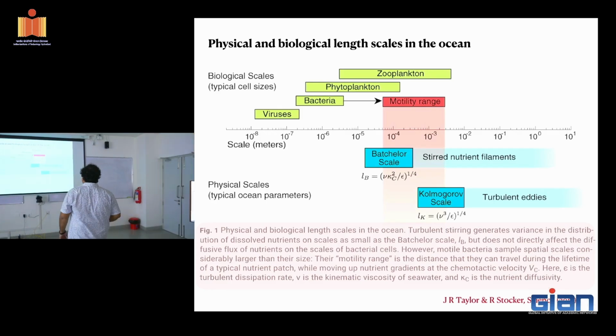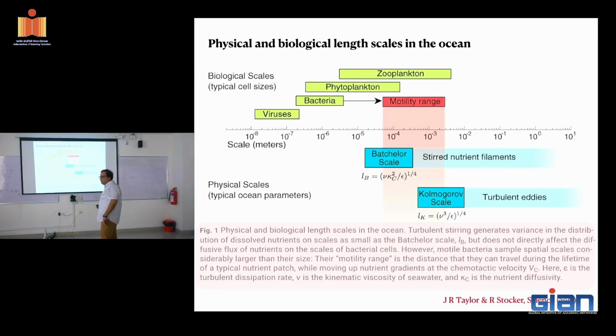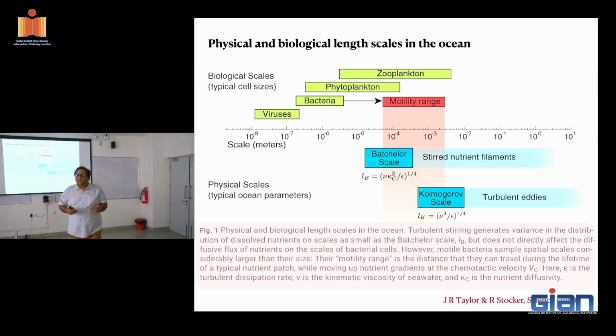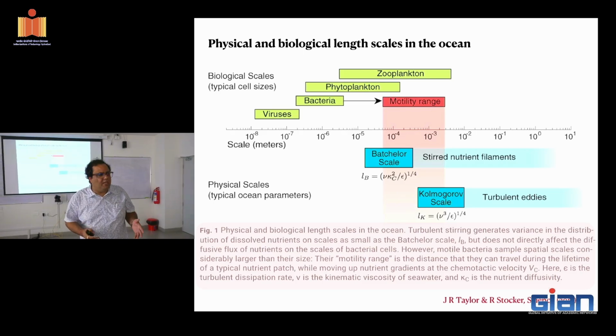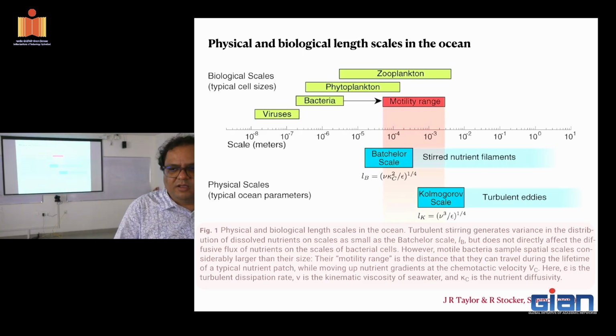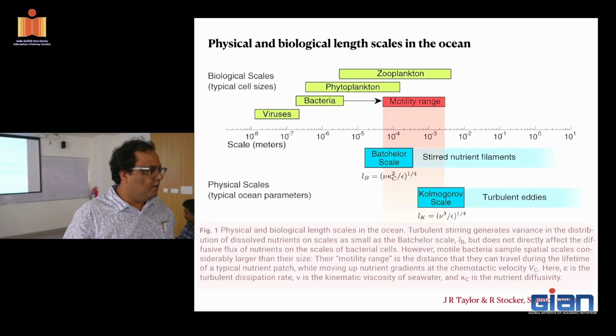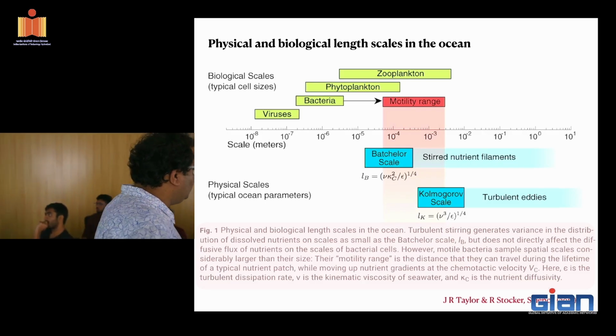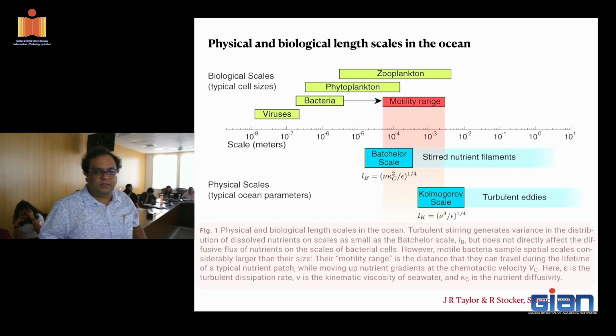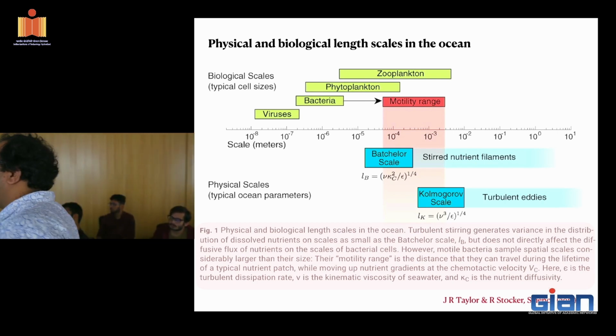And then you have these nutrients, which are chemicals, which you can treat as some kind of scalar field, concentration field, right? For that you can define a similar length scale called the Batchelor length scale, okay? So below the Batchelor length scale, the fluctuations get smoothened out, fluctuations of the concentration field that you're dealing with, okay?